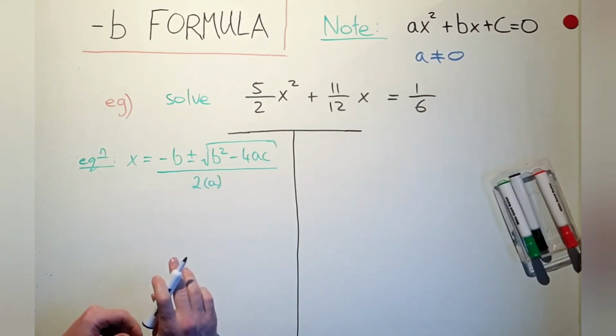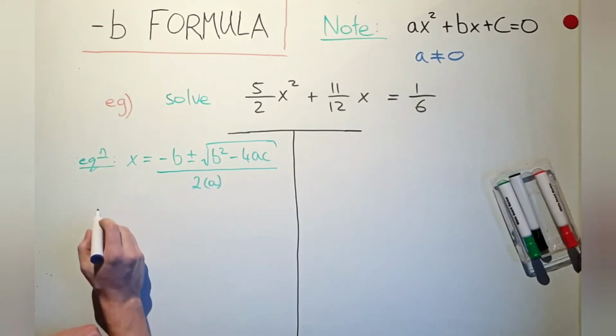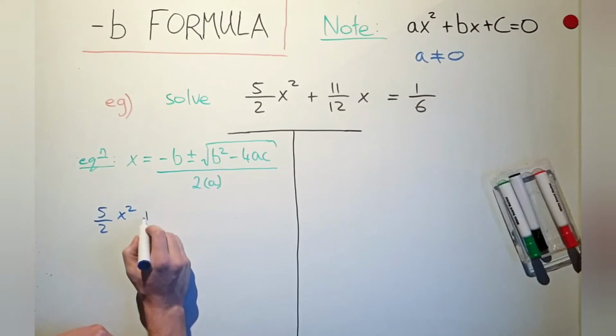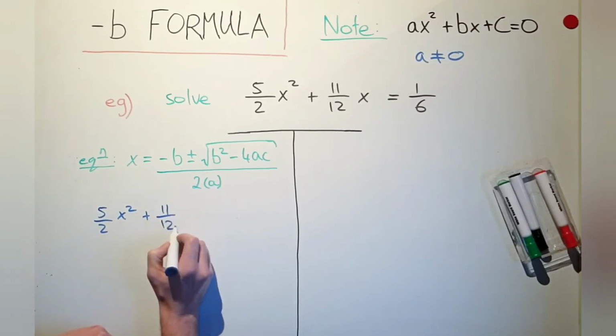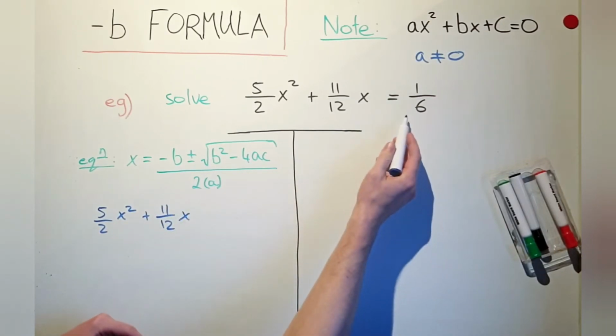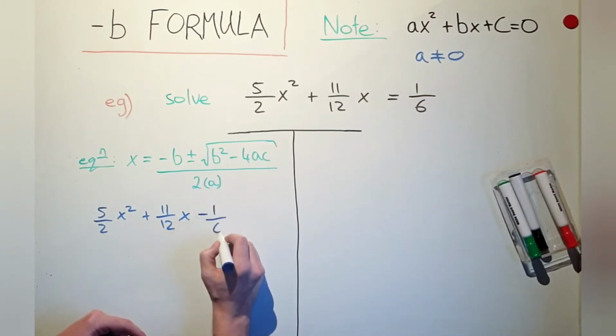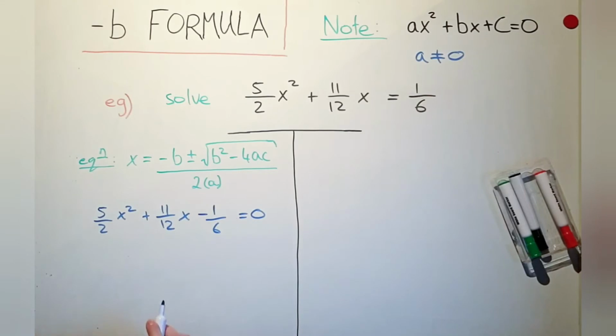So firstly, I'm going to rewrite the quadratic. 5 over 2 x squared plus 11 over 12 x, and then I'm going to subtract 1/6 from each side, bringing it over, equals 0. So here's the quadratic.